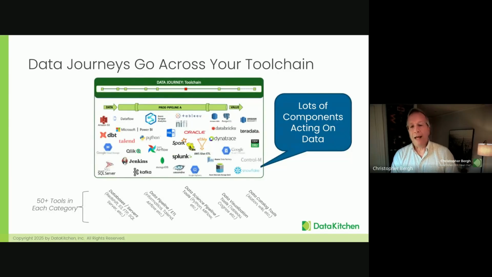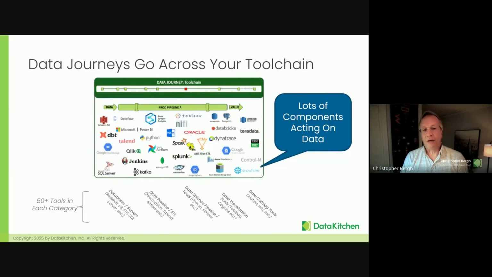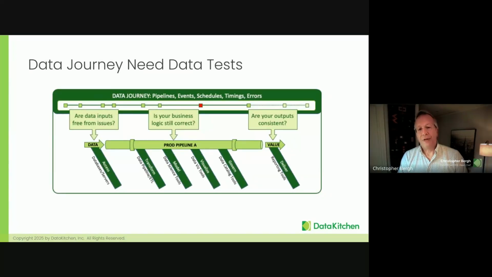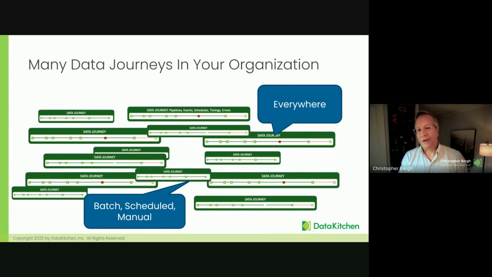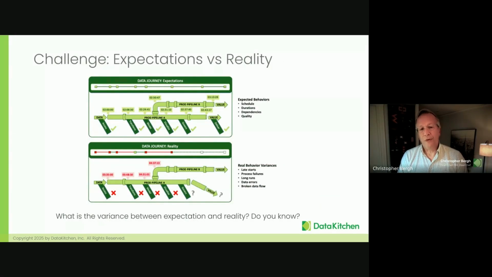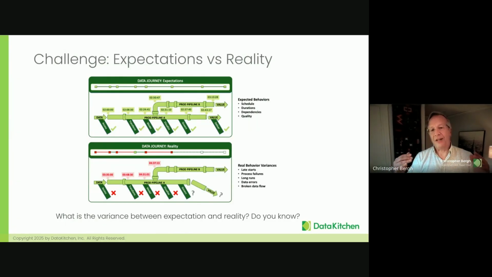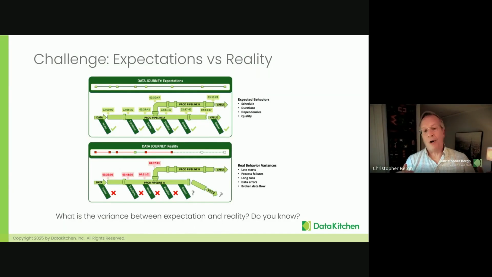So we have this idea called a data journey that's in our data ops observability tool. You've got lots of things acting upon data, your viz tools, your pipeline tools. Now, those things need to be checked. And so you've got lots of these data journeys in your organization with lots of tools. What we're trying to do with this idea of a data journey is judge the expectation versus reality. Like, I expected the data to be perfect and it to take 2 hours. It took 4 hours. I expect the data to be perfect and I expect the reports to be refreshed. They're not refreshed. So what's the variance between expectations and the reality?